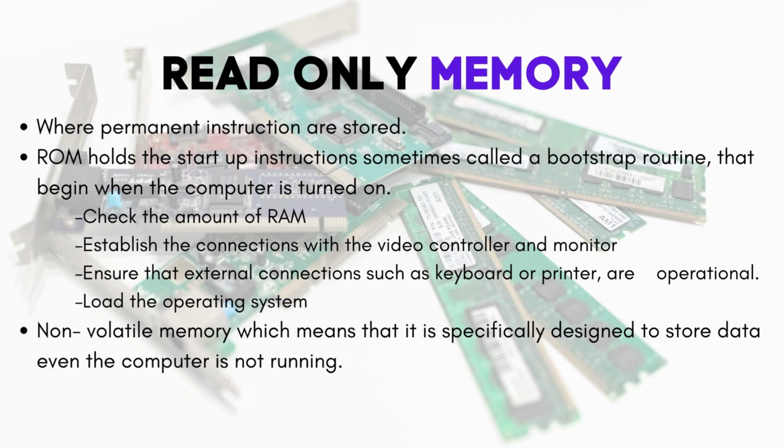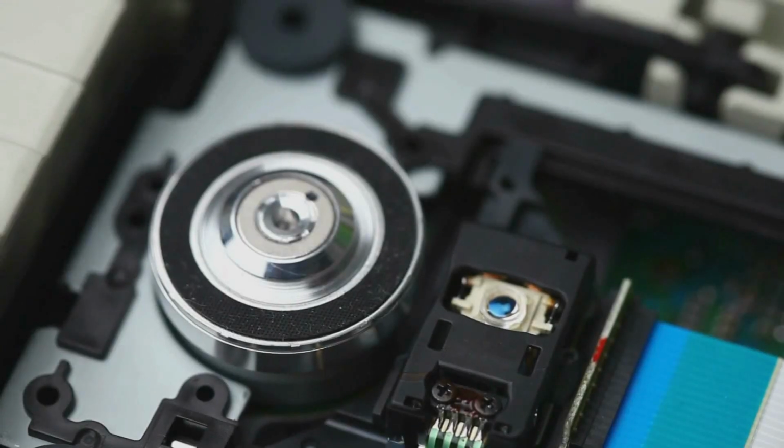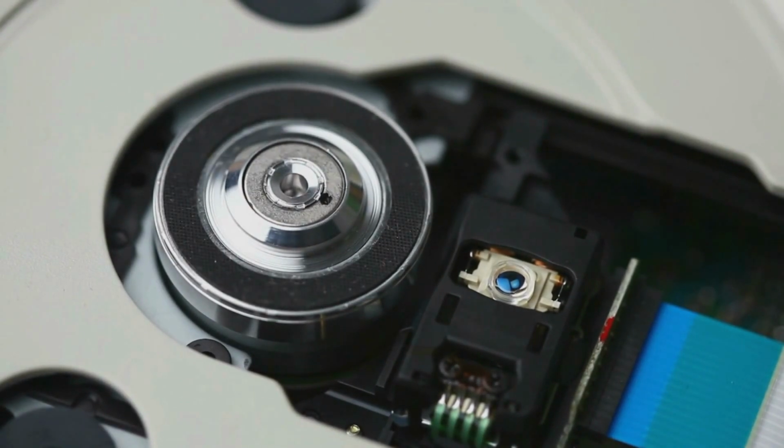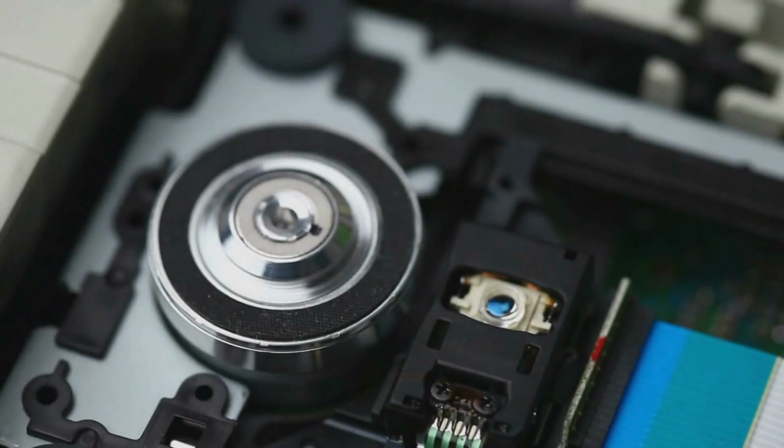ROM holds the startup instructions, sometimes called a bootstrap routine, that begin when the computer is turned on. Check the amount of RAM. Establish the connections with the video controller and monitor. Ensure that external connections such as keyboard or printer are operational. Load the operating system. ROM is non-volatile memory, which means that it is specifically designed to store data even when the computer is not running.